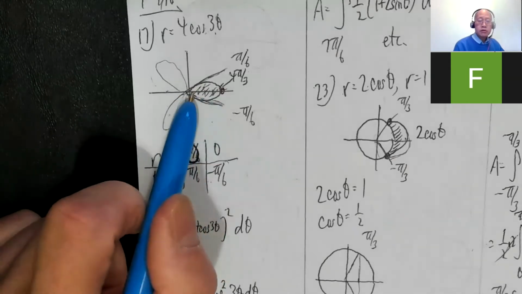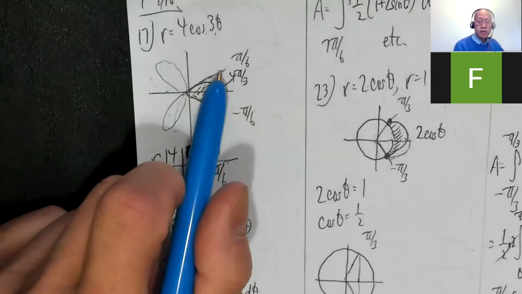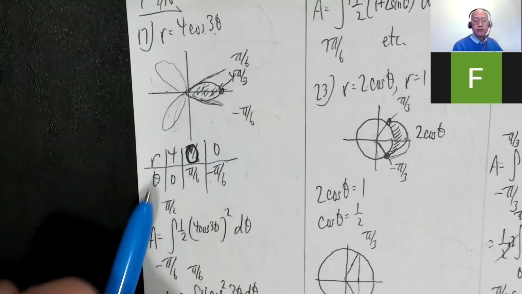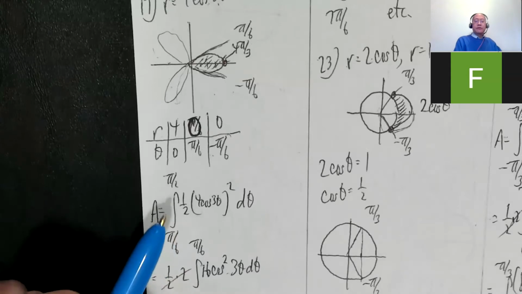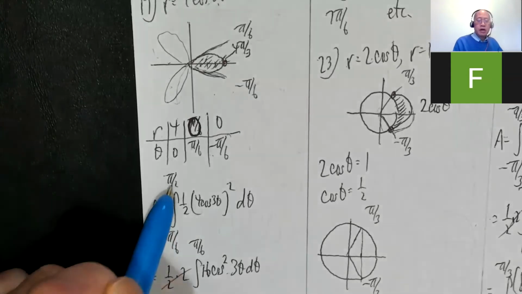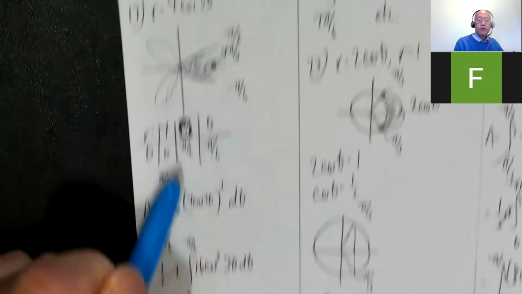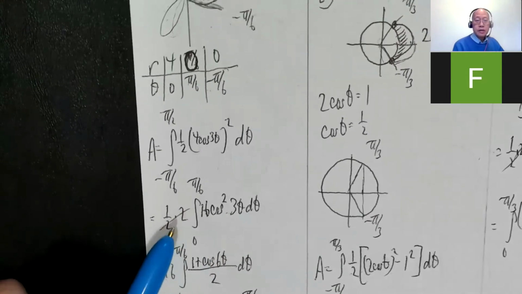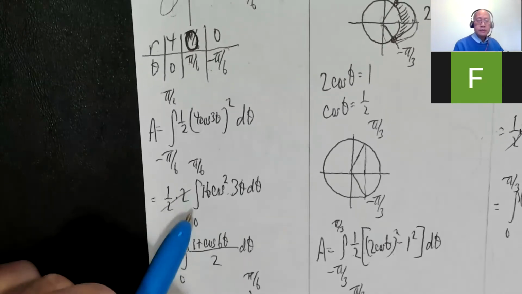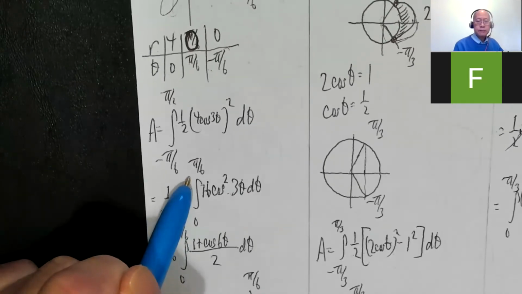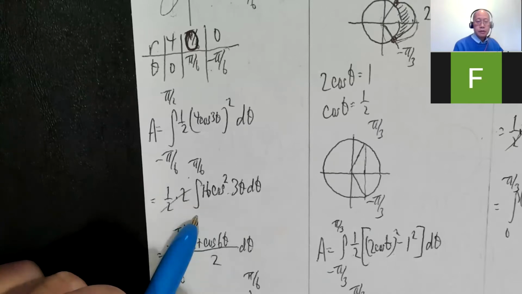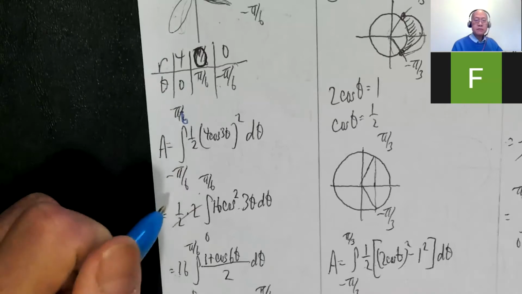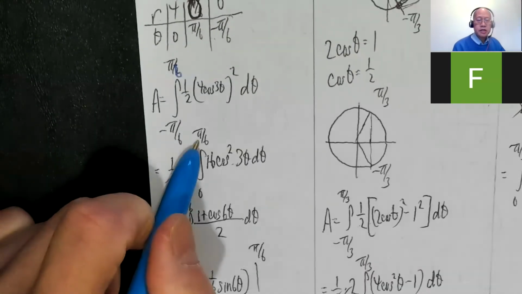All right, so to find the area, I do have symmetry. So rather than integrating from negative pi over 6 to pi over 6, I would just go from 0 to pi over 6 and double it. The nice thing about that also is the formula already has a half, so I get to cancel the half. Okay, so the area is from negative pi over 6 to pi over 6 of 1/2 (4 cosine 3 theta) squared d theta. Take out the half, and then 2 times the integral from 0 to pi over 6. Right? Because I get to use a 0 now. So I'll just go from 0 to pi over 6 and double it.